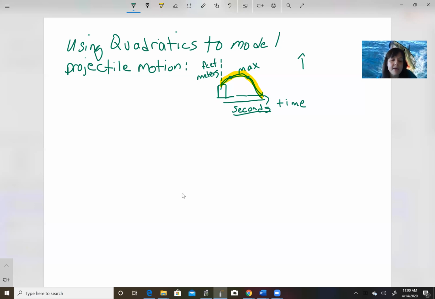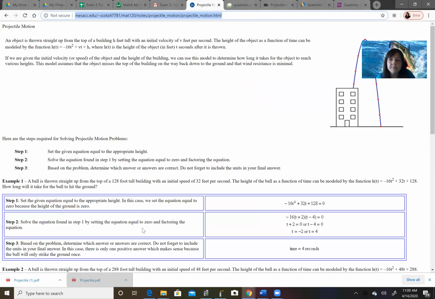So let me go back to the notes that we're going to be using. Oh, look, it did the same little picture over there. So that's cool. Let me pause for one second.